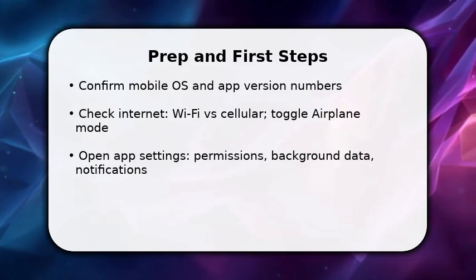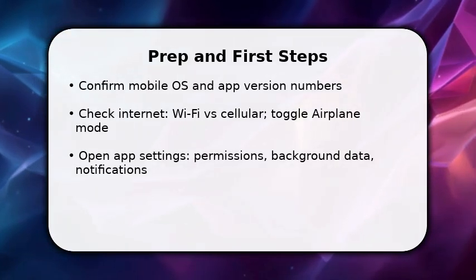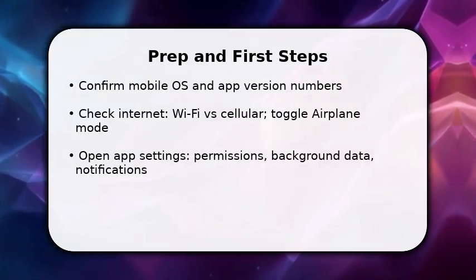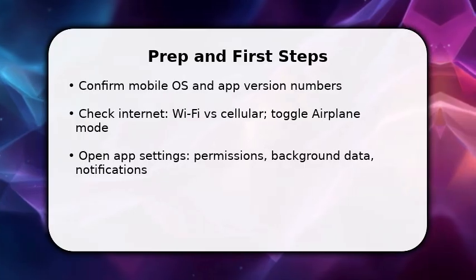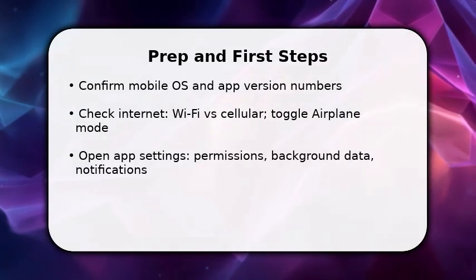Enjoy the video. You start by gathering essentials and beginning remediation now. First, confirm the app and OS versions so you know compatibility. Once done, test connectivity. Switch between Wi-Fi and cellular and toggle airplane mode to reset network.